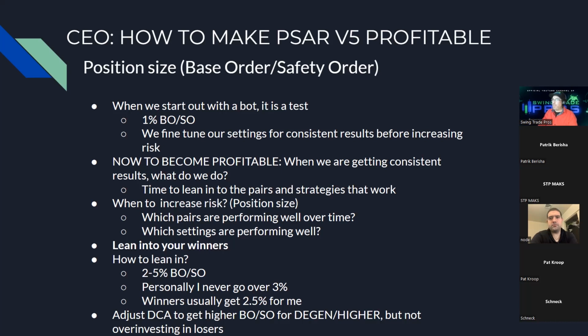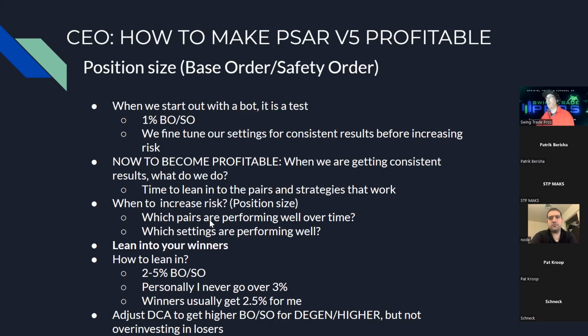And now when it's time to lean in and you're seeing consistent results, you're seeing like a clear winner, like I was just telling you guys with Cardano there, ADA, you can start to lean into that pair. And that's what this is about now. Now that you're getting profitable, you can lean in to those pairs that are working really well, the strategies that are working well. Hopefully it's the meat strategy, is really fantastic. And then you can start to increase your risk.